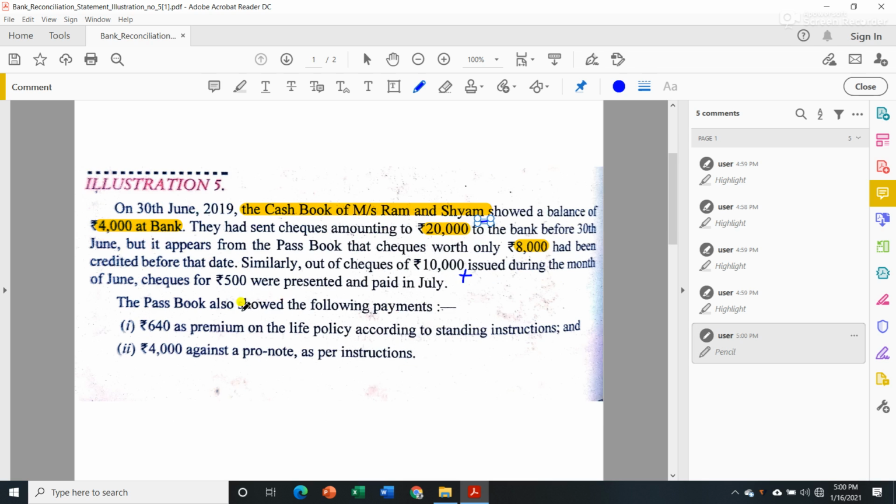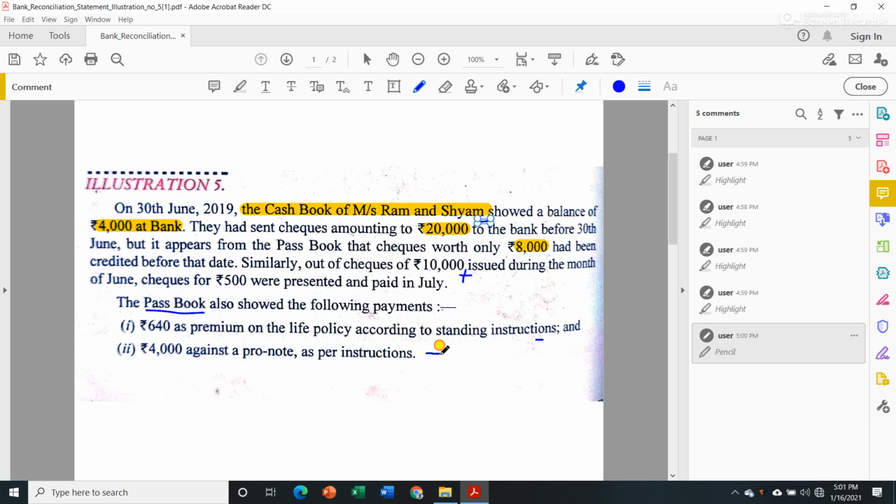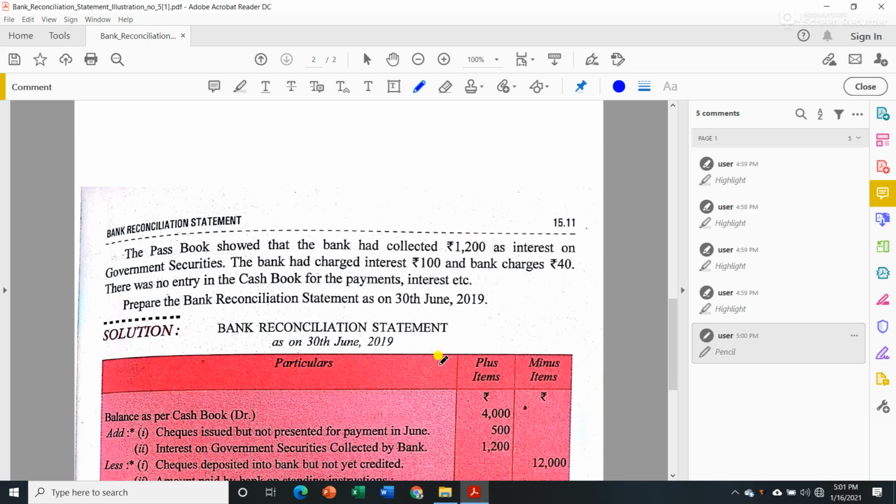Okay, the next are some points given according to the passbook. Our passbook is showing some payments, and all the payments which the passbook is showing were not recorded in the cash book. Payments were already made, so our passbook is showing less amount than our cash book. In order to equate both the balances, we have to simply deduct these payments from our cash book as well. So this 640 we have to deduct, then 4,000 also we have to deduct. Next, let us see the bank passbook.